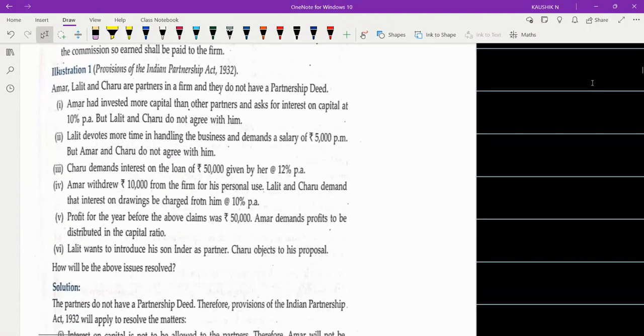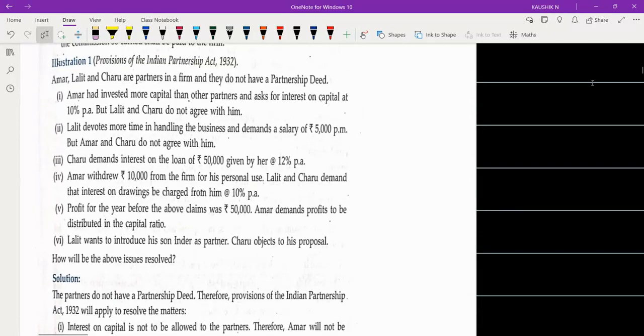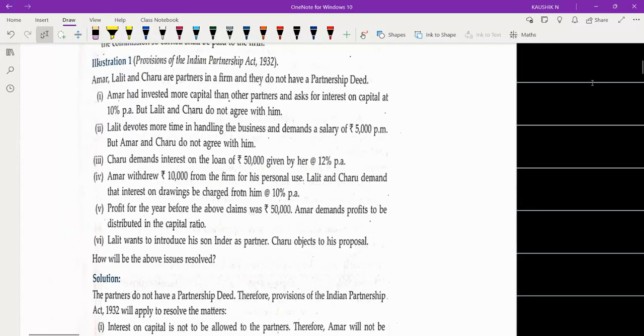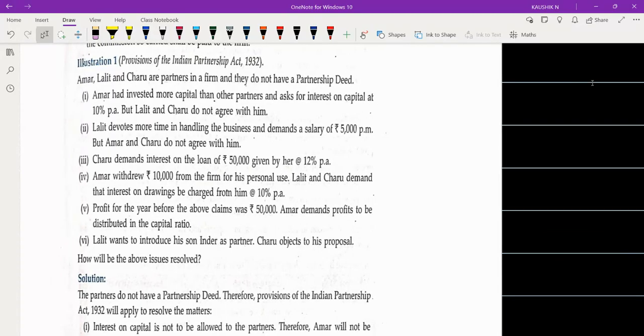Look at the problem. Illustration number one. Can anyone read the question? One after the other. Hello? Can anyone read the question, Kana?